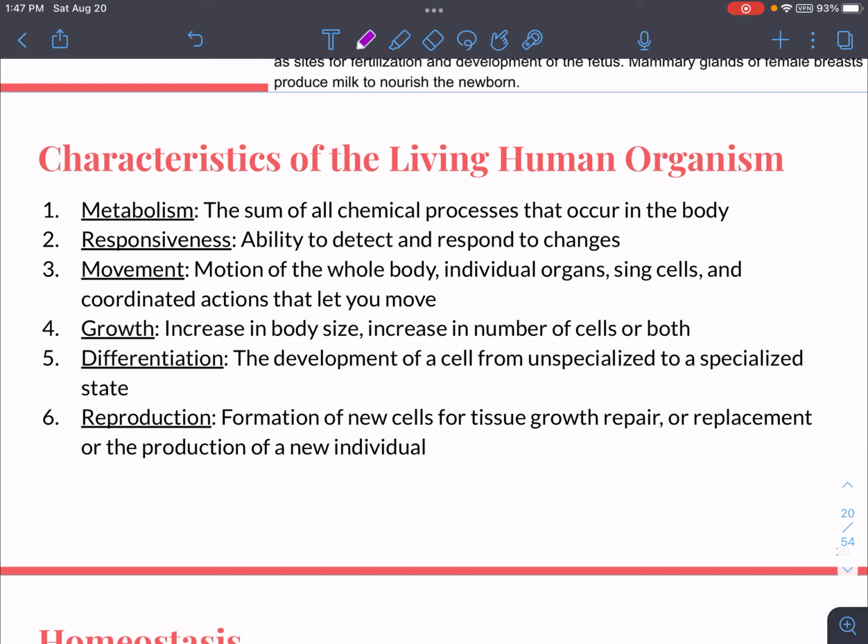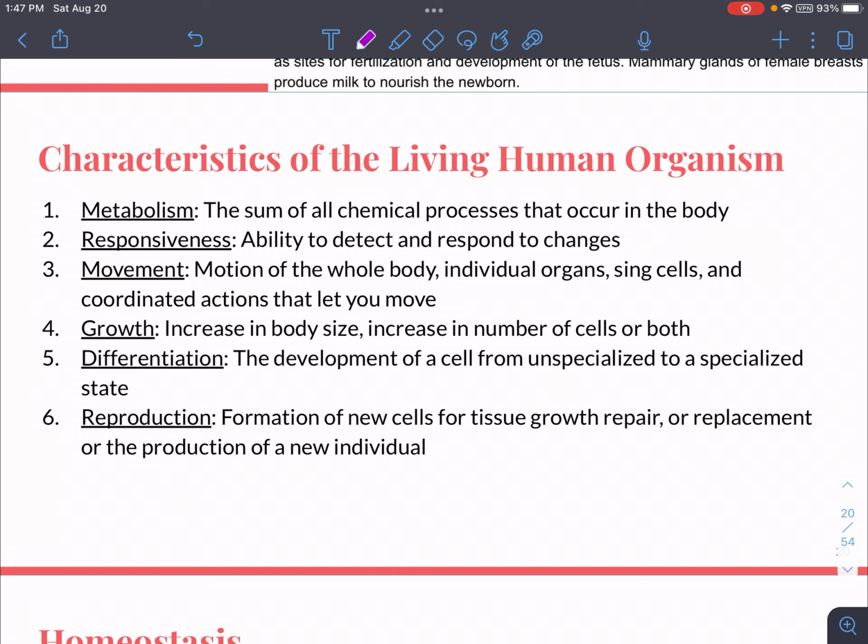Growth. If you think of a newborn baby and how tiny they can be, not only does their body increase in size, but as their body increases in size, the number of cells increase as well. There's more cells. Cells get bigger to create the organs. How all of that comes together. And there has to be a differentiation. So the development of a cell from an unspecified to a specified state.